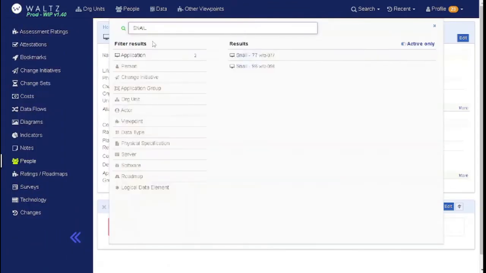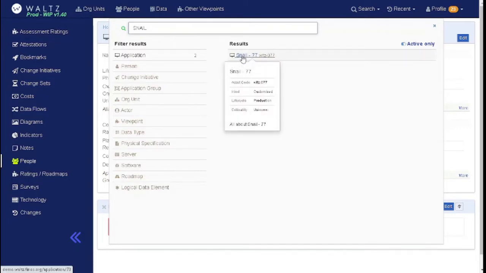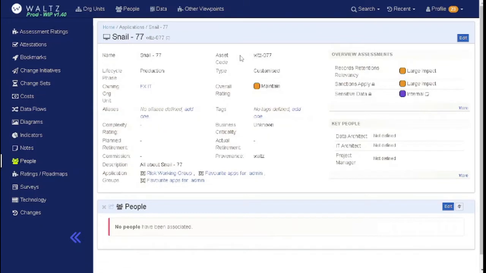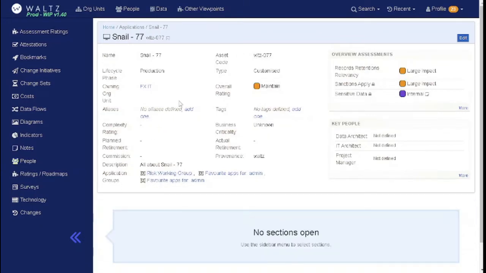I guess one thing to point out is when you start typing in here, you'll start filtering the results for different elements of data. So across your organization, you may see many different versions of snail within application groups or organization units, and obviously you'll start seeing those come through. What you do is you simply select the application that you're looking for. Okay, so this is the Waltz application main viewpoint.